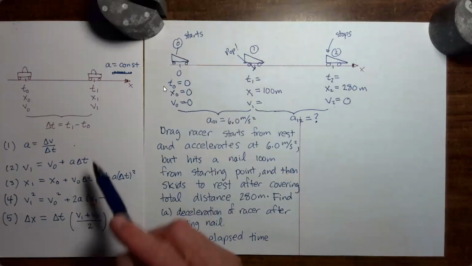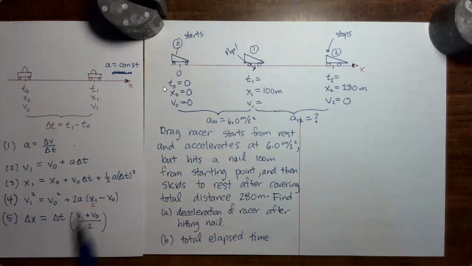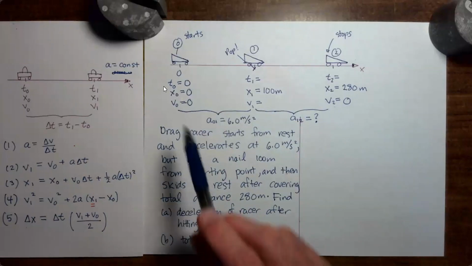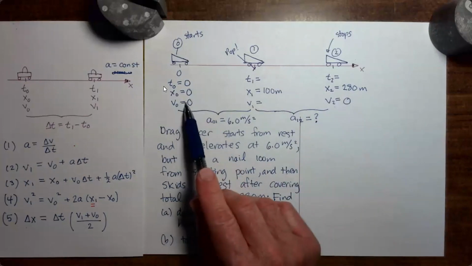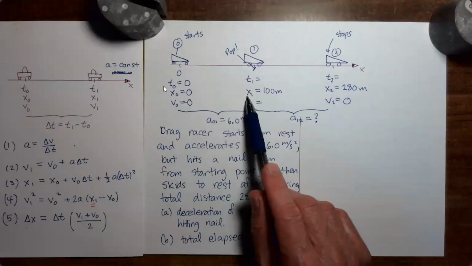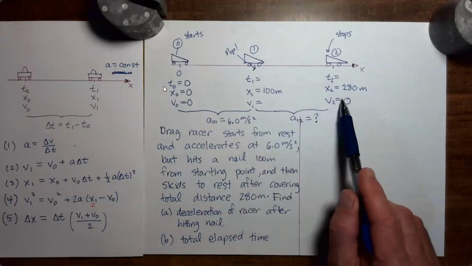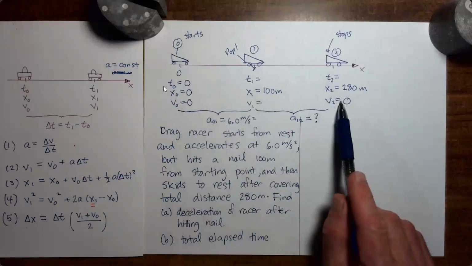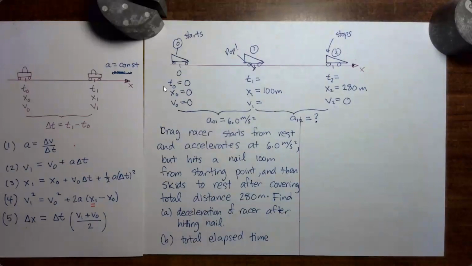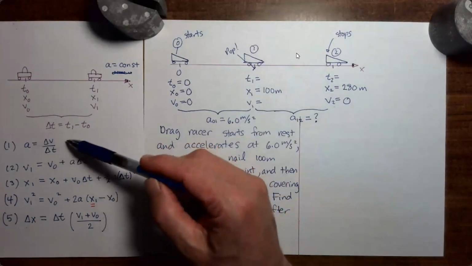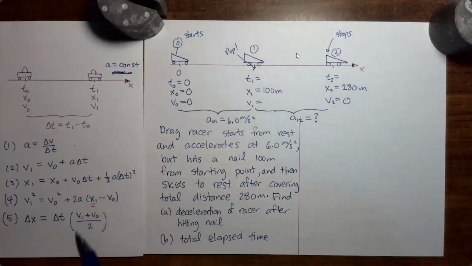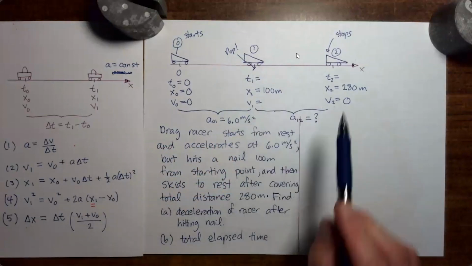Now, remember that these equations here only describe a constant acceleration process. We do not have a constant acceleration process all the way through. 0 to 1 is a constant acceleration process. 1 to 2 is a constant acceleration process. 0 to 2 is not a constant acceleration process. In order to solve for A12, we would have to use these equations written so as to connect moment 1 to moment 2.